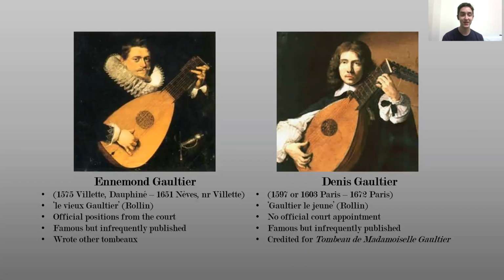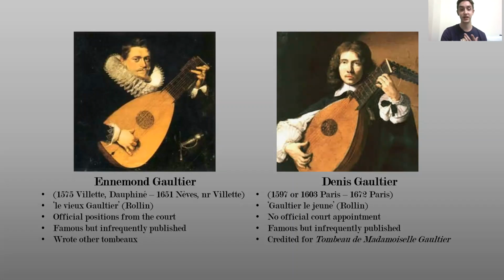Ennemond was famous, but he was not really published, and so was Denis. They're shown in La Rhétorique des Deux, which was a compilation of their works compiled by fans, but they were never officially published, or not frequently published in their time. Denis is credited for writing Tombeau de Monsieur Gaultier. Ennemond is not, but he wrote other tombeaux.